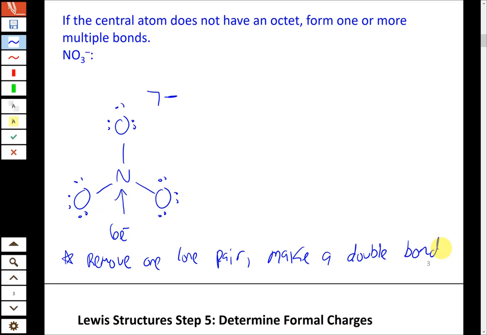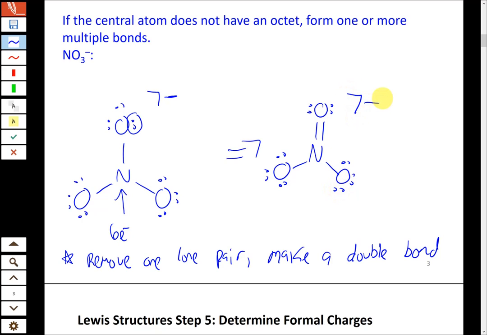It's only 24. So what we're going to do is take one of these lone pairs from oxygen, just choose whichever one you want, and change that into a bonding pair, now a double bond between the nitrogen and that oxygen. So we would draw this now, where this oxygen only has 2 lone pairs, or 4 non-bonding electrons. We've taken one of those pairs away and made it into this new bond between nitrogen and oxygen. So this structure for NO3 minus would follow the octet rule.